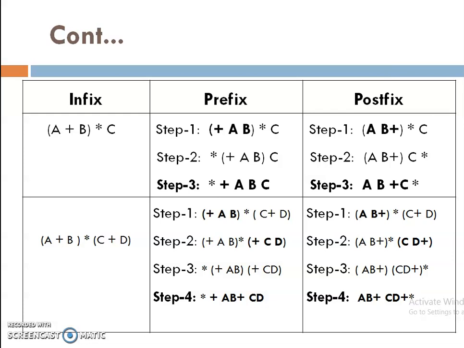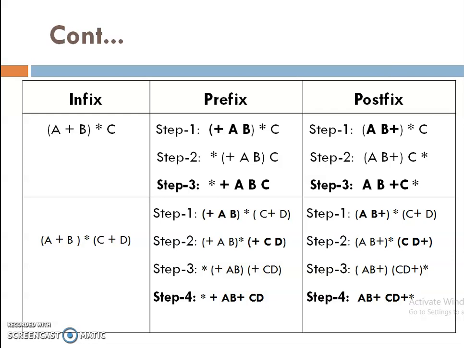star C equation. Then step number 2, solve the multiplication, then before the star, then the result is star, then parentheses plus AB C. And then step number 3, remove the parentheses, then give the result star plus ABC. Now convert this equation to postfix. Now the symbol goes after the operand.